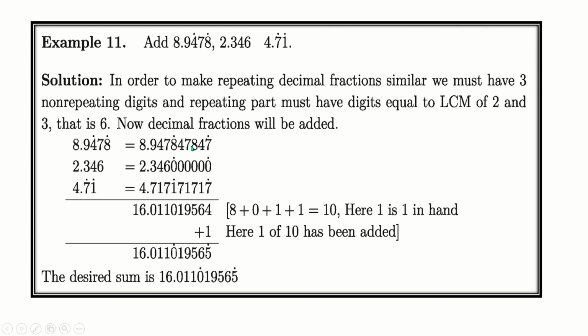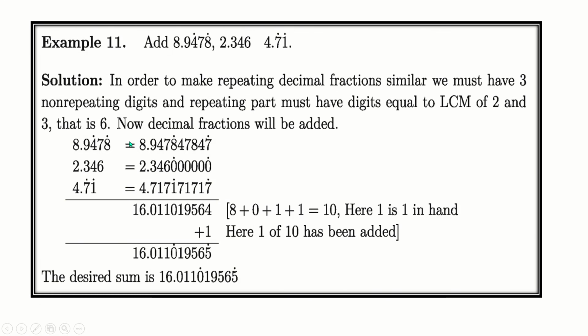Follow 1, 2, 3, 4, 5, 6. Here, as there is no repeating part, all will be 0. Here the repeating part is 7, 1. So here will be this. Okay. So this equals, you can write this.